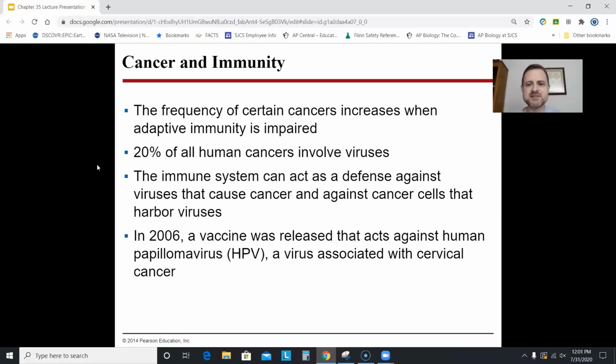So last thing, cancer and immunity. This says 20% of all cancers in humans are caused by viruses. So here's the deal. We've discussed this before. Viruses can insert themselves into your genome. And if a virus disrupts a proto-oncogene, that proto-oncogene is now an oncogene, and those cells are now cancerous. Viruses can cause cancer because they mess with your DNA.